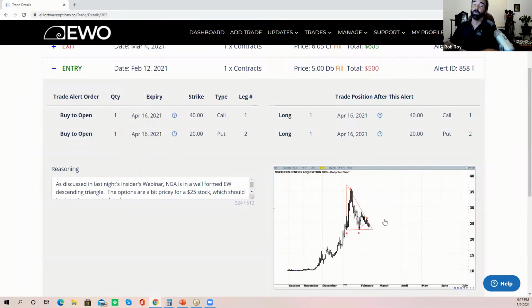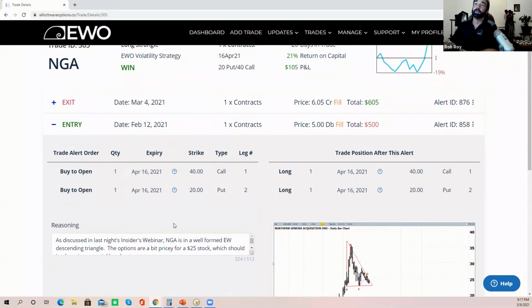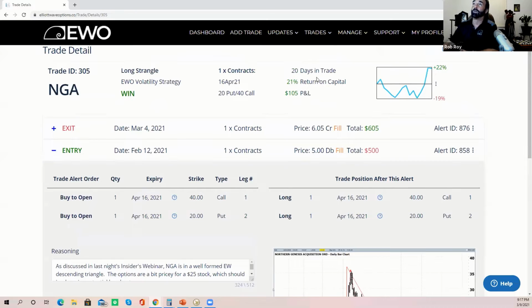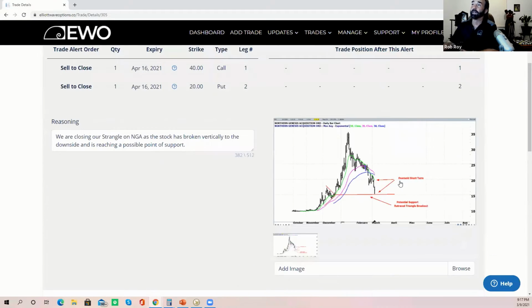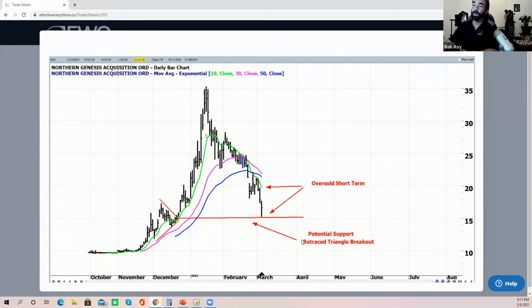Because watch what happened with this. And I do know better than this, but it was just so enticing to see such an extremely well-formed triangle. I mean, they just don't get much better than that. But there's a reason you're paying $5 for an out-of-the-money strangle on a under $25 stock. So here's what happened. And you can see the total days in the trade was 20 days, and we made 21%. But look at this breakout. We had a massive breakout all the way down to 15.